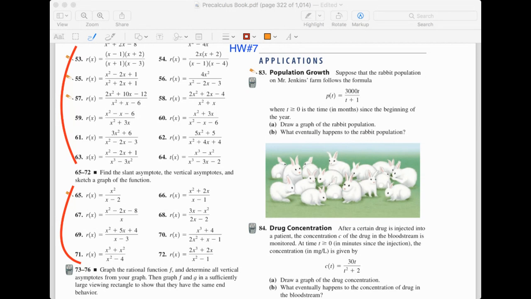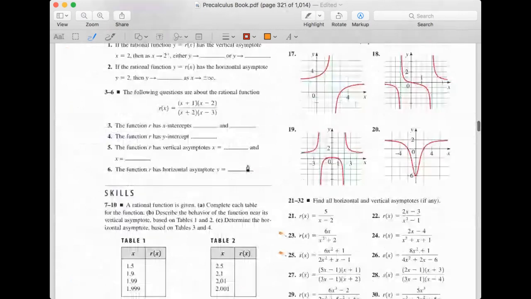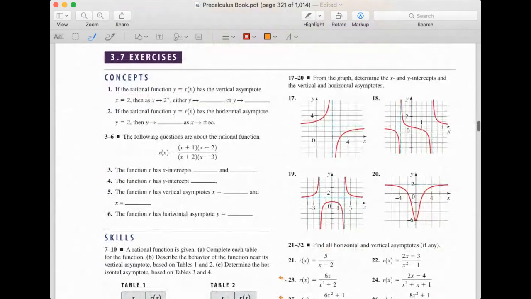Homework 7, yes, it is homework 7. We're still in section 3.7. So 3.7, 53 up to 71, odd numbers only.